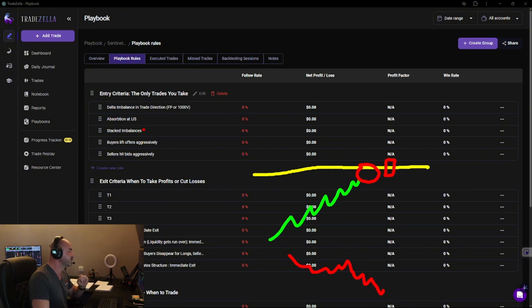What else can we look for is a stacked imbalance, so a lot of selling imbalances at the line in the sand or past the line in the sand. And on DOM, of course, buyers lifting offers aggressively or sellers hitting bids aggressively. So these are our entry criteria.